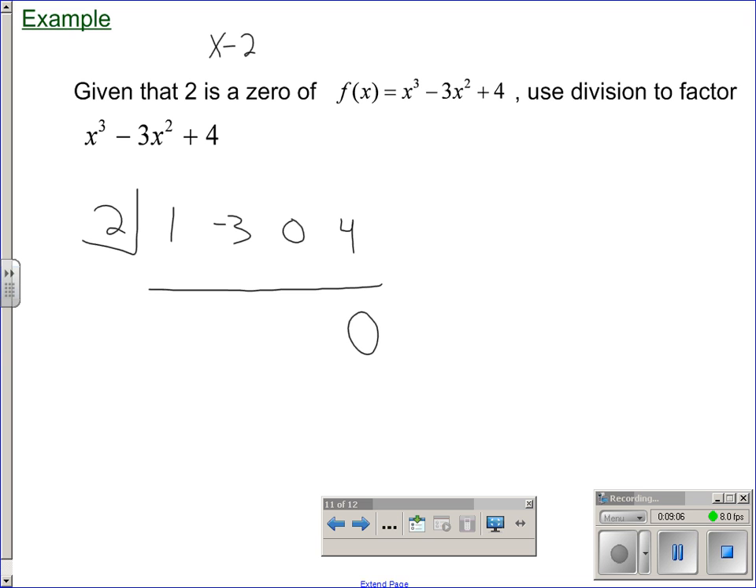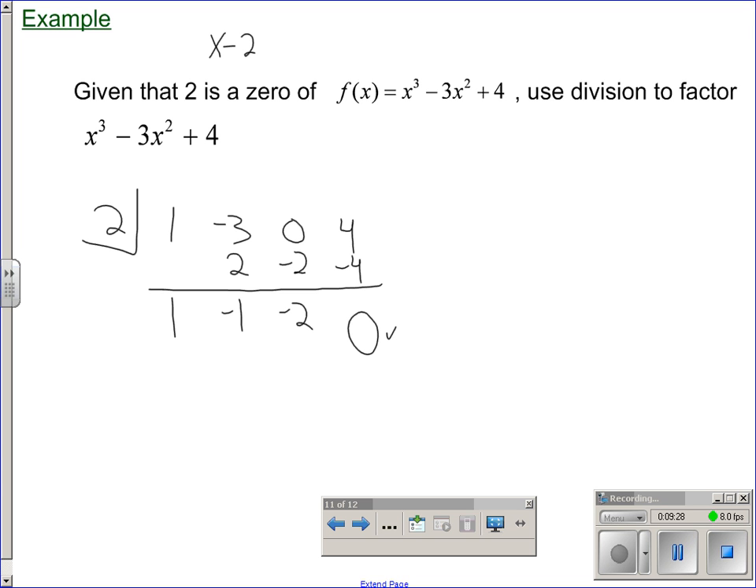So, synthetic division process. Bring down the first coefficient. Multiply 2 times 1. That goes underneath the next coefficient. Add those up. Negative 3 plus 2 is negative 1. And repeat. 2 times negative 1 is negative 2. Add those up. Multiply. 2 times negative 2 is negative 4. And there's that 0, just like it's supposed to be.